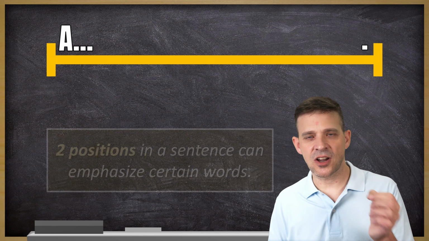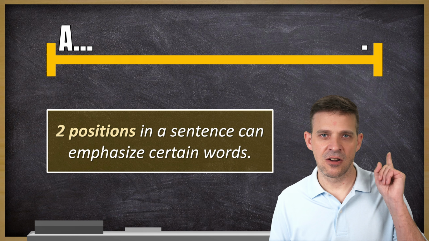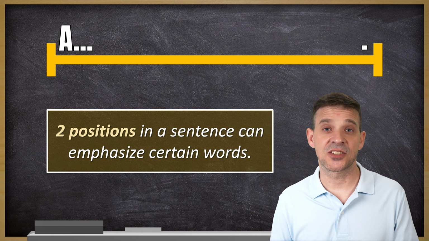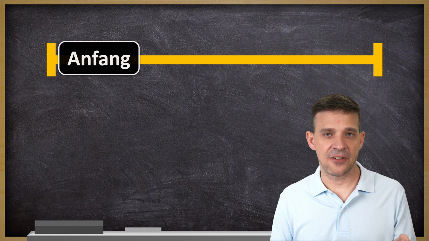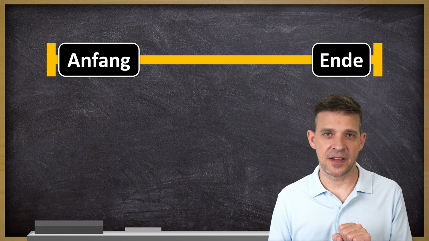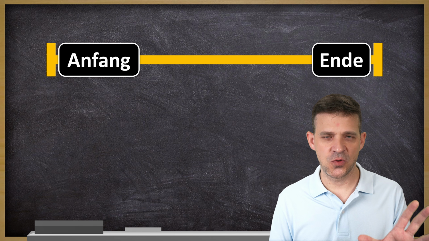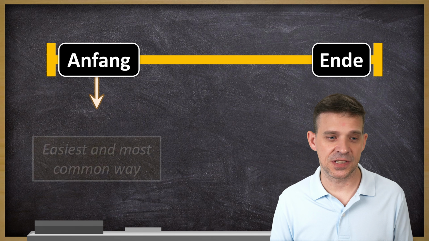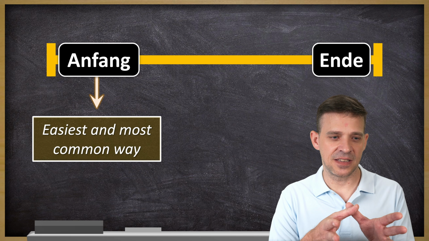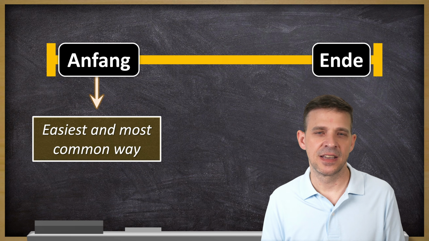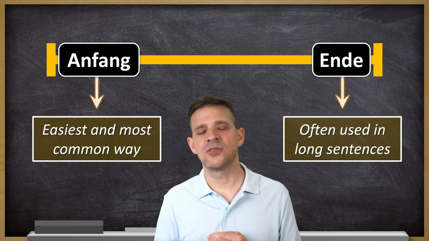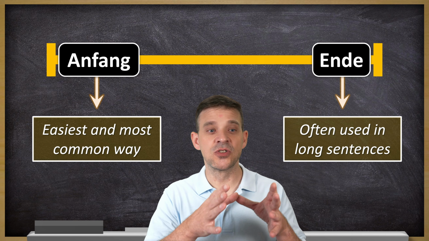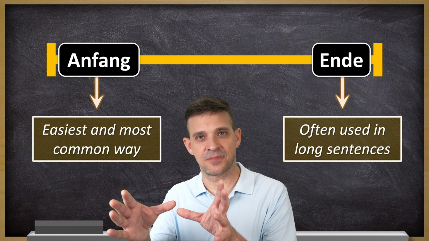Let's look at a normal graph or a normal timeline of a sentence. A normal sentence always starts with a letter and ends with a full stop, einen Punkt. Two positions in a sentence can emphasize certain words. We have Anfang und das Ende. So we have two places which we use to emphasize words. Anfang, the beginning of the sentence, is the easiest and most common way. And the end is often used in long sentences. Because in long sentences, there is usually a lot of information.